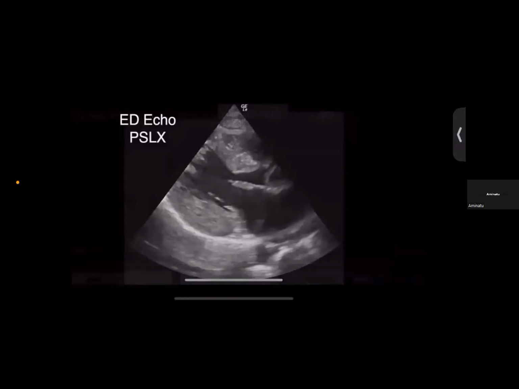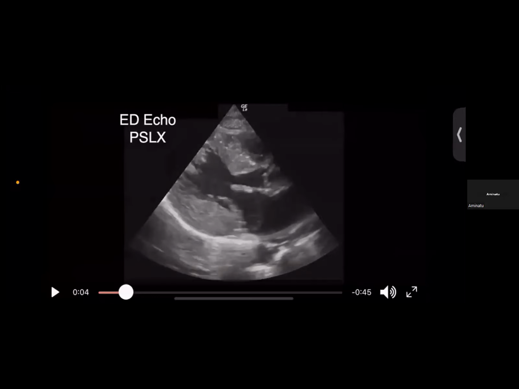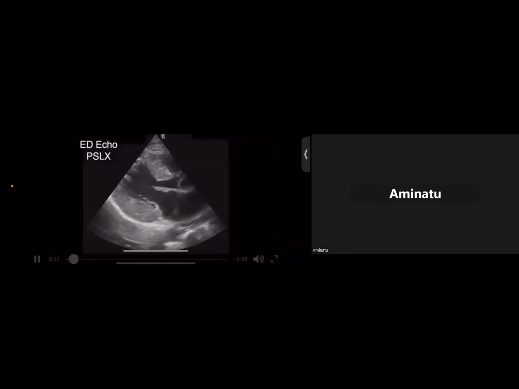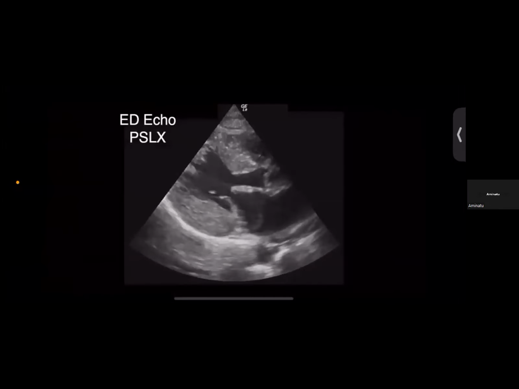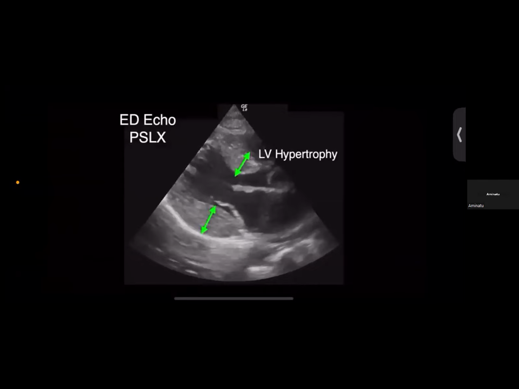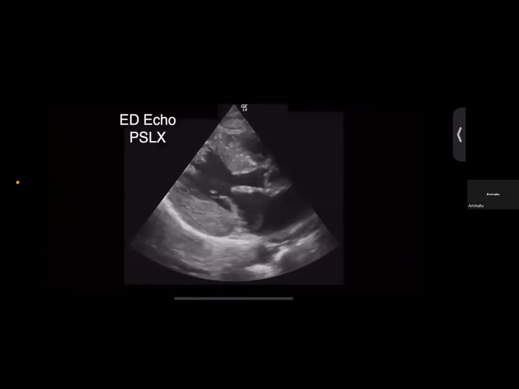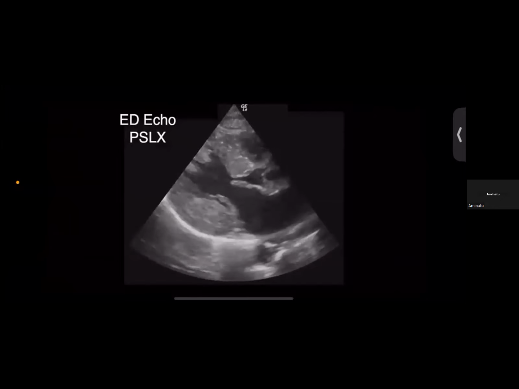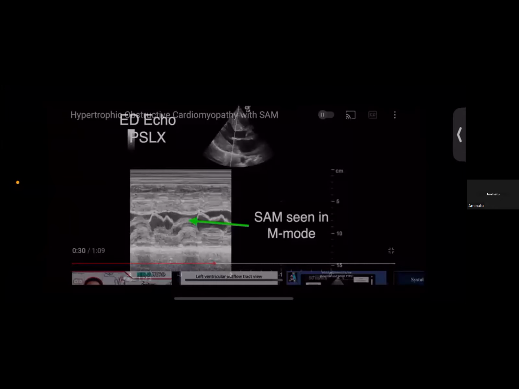So this is a video showing the systolic anterior motion. Let me go back a bit and start. There are some labelings where you see this is the parasternal long axis view showing the mitral valve, and you can see the left ventricular hypertrophy, both sides, the posterior wall and the interventricular septum. You can see the systolic anterior motion of the mitral valve. When the heart contracts, the mitral valve touches the septum, causing obstruction at the outflow tract.